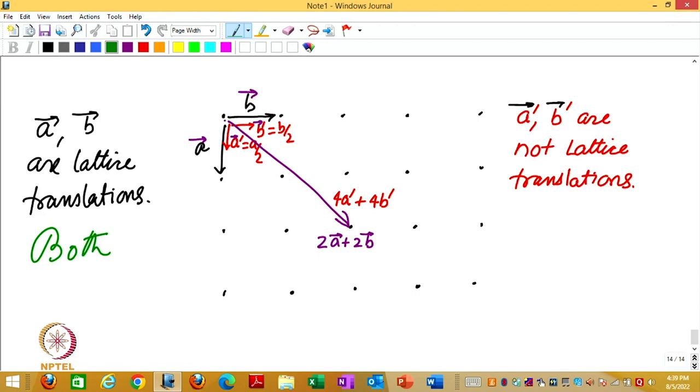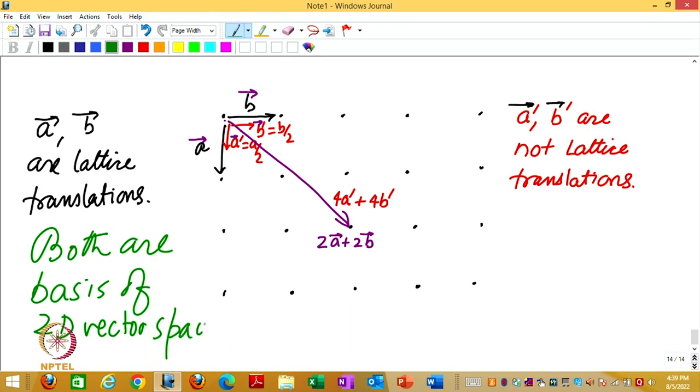Here I have a two dimensional space, any vector I draw in two dimensional space, I can express them either as a primed combination or as an unprimed combination. So, both in that sense, both are basis. But the basis vectors in one case are lattice translations and one case they are not lattice translations. And in crystallography we prefer, because calculations become simpler, if we choose the basis as lattice translation. So, that is our choice to make life simpler.